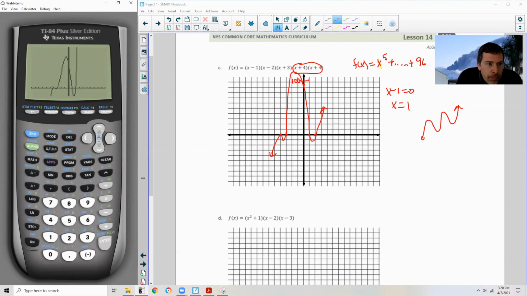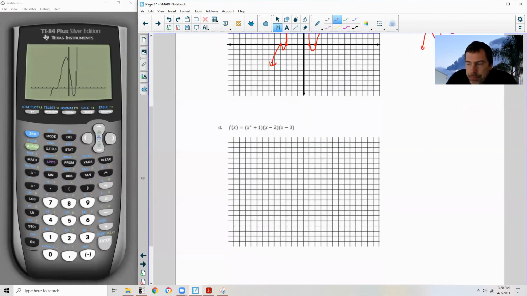So it goes up, hits the X axis and bounces off of it. That's what double roots do. And then it came back up and it broke through and then became positive. And then it turned and the Y intercept right here is this 96. Okay. And then it continues down and it turns and has a minimum here. It comes back up to two. So that's what we kind of have here. Okay. Next problem.